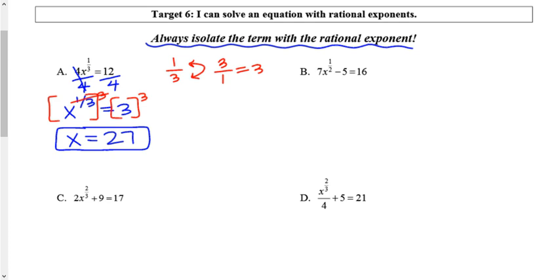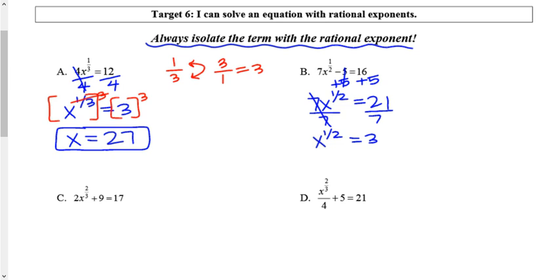All right, moving on. Let's look at B. We have 7x to the power of 1/2 minus 5 equals 16. I'm going to go ahead and add 5 first. You have to add 5 before you divide by 7 here. I get 7x to the power of 1/2 equals 21. And then my x to the 1/2 power is still not by itself. I have to divide by 7. That cancels. I get x to the 1/2 equals 3.